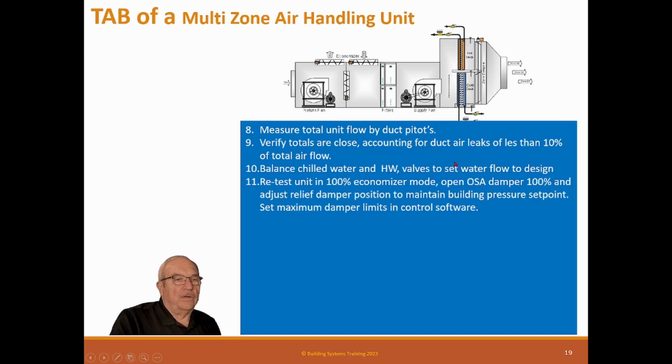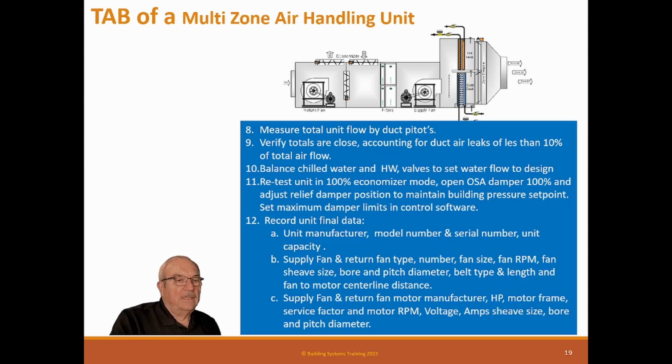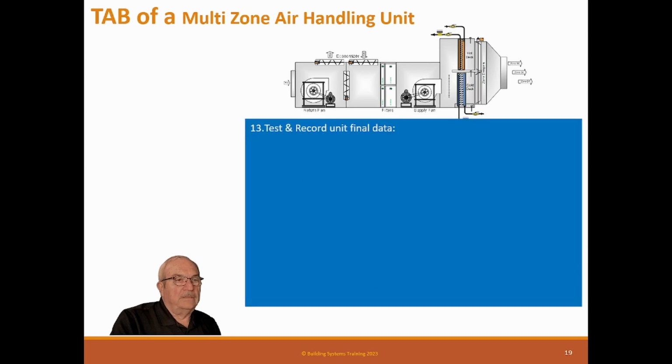Balance chill water and hot water coils. Test the unit economizer. Do that same thing as you did before. Record your final data. Unit manufacturer, supply fan, return fan type, all the tag data. Supply return fan motor data and all its tag data. Test the unit and record final data.